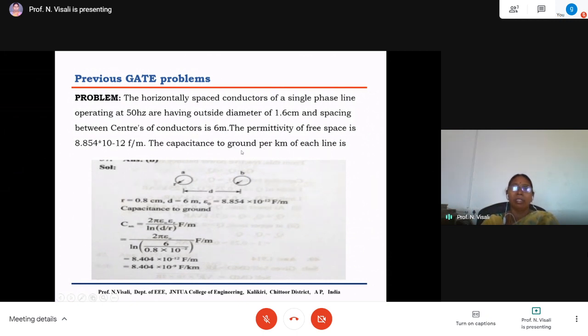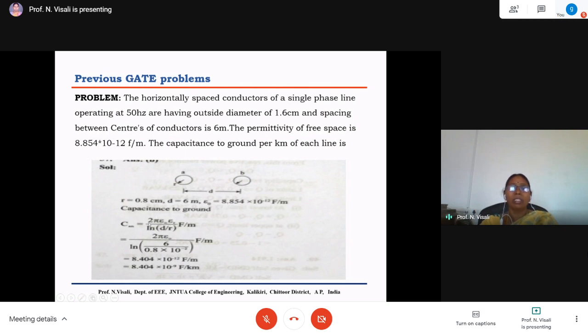So capacitor to ground means the value of capacitance to neutral, like CN, CAN or CN, whatever it may be, they asked you to find out. You already know very well that the formula is 2 pi epsilon by ln D by R. Depending on the material, you get epsilon R in the equation. They have not mentioned epsilon R, so epsilon R will be considered as 1.